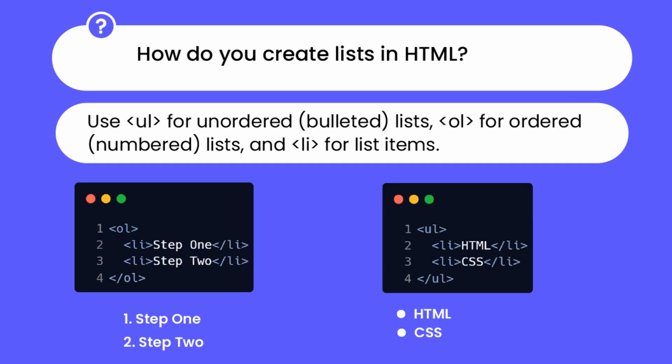How do you create lists in HTML? In HTML, we create two main types of lists: ordered and unordered list. An unordered list uses the UL tag and it shows bullet points. An ordered list uses the OL tag and displays items with numbers. Inside both, we have list elements for each list item, so it's just a matter of choosing whether you want bullets or numbers.